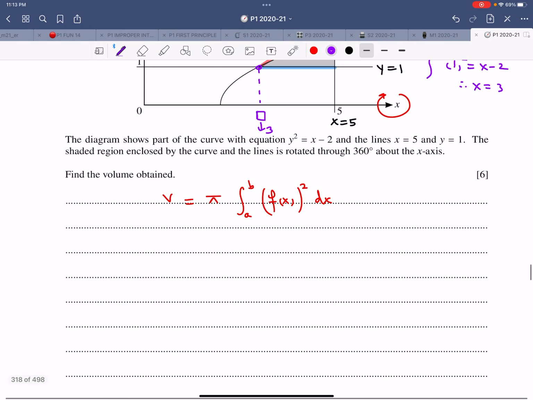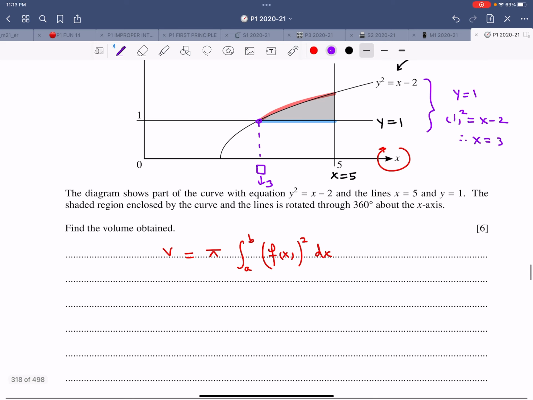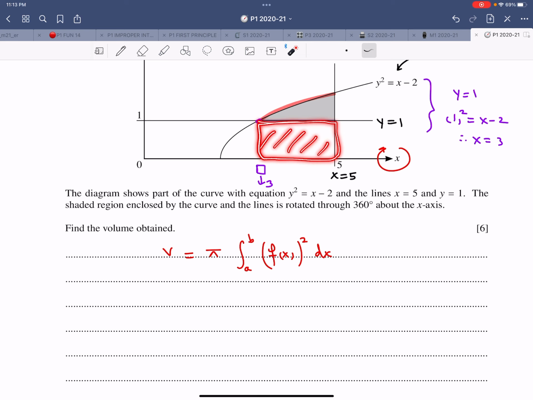That means I need to revolve this curve. Let me focus on this. This is the curve. From here to here, all the way you are revolving it. And you are revolving this line also with respect to the x-axis.